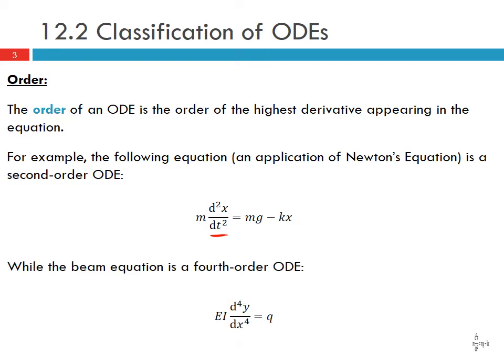Well, the beam equation is a fourth order ODE because the highest order derivative that we have is the fourth derivative. So the fourth derivative of deflection with respect to x appears in this ODE.